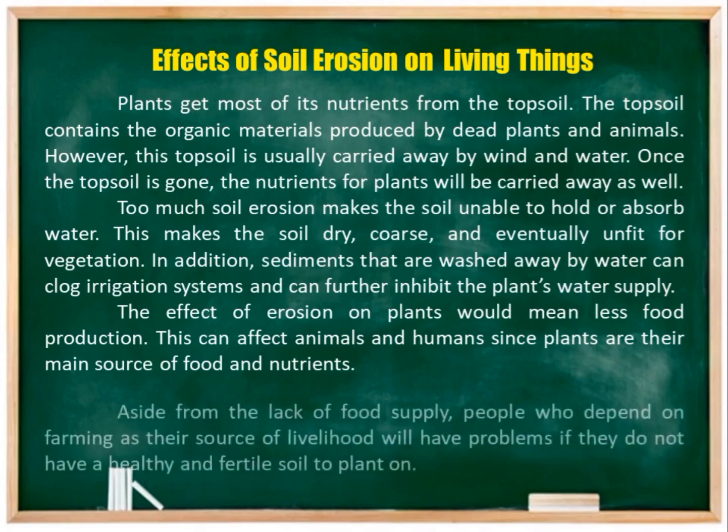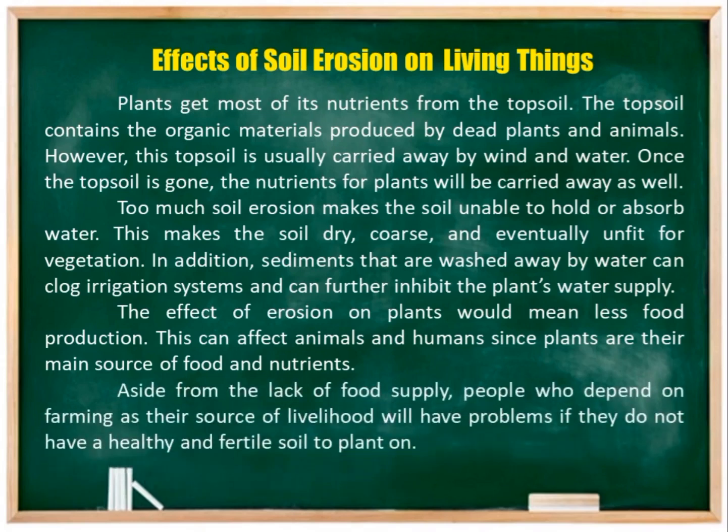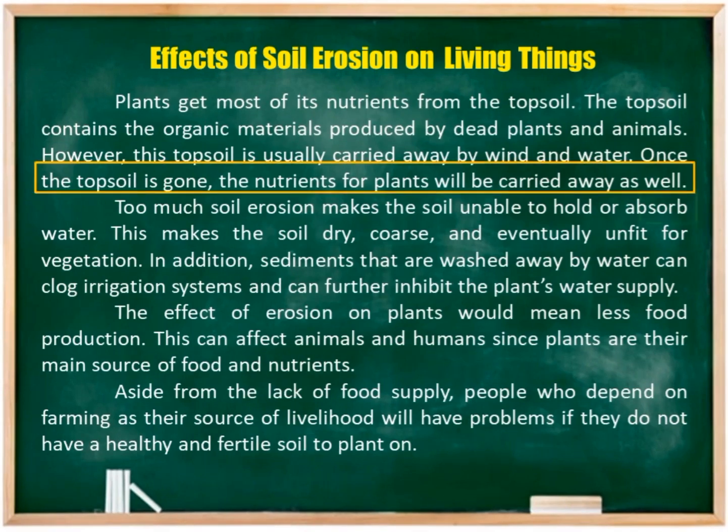Aside from the lack of food supply, people who depend on farming as their source of livelihood will have problems if they do not have a healthy and fertile soil to plant on. Now, write down sentences from the selection that express an explanation. Very good, kids!